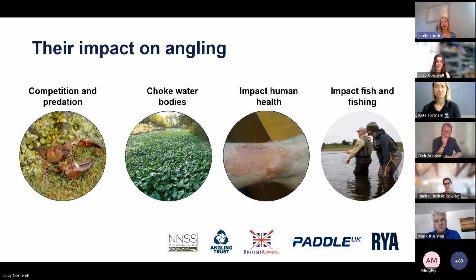Another one that will impact anglers, but other recreational users as well, anyone enjoying waterways, is giant hogweed. This has a direct impact on human health. Its sap is photosensitive. That means if you brush against it, so you've got bare arms, bare skin, going along the bank, touch it, it comes out in these horrible blisters and burns, and they can come back year on year.